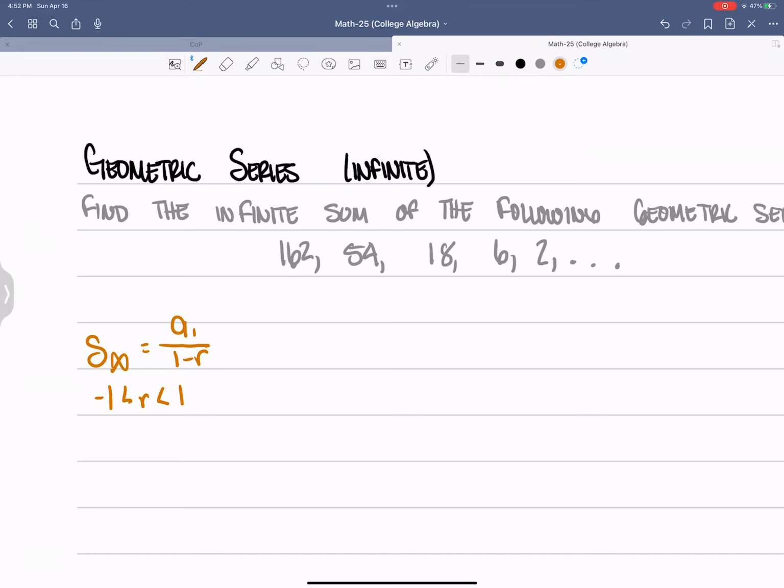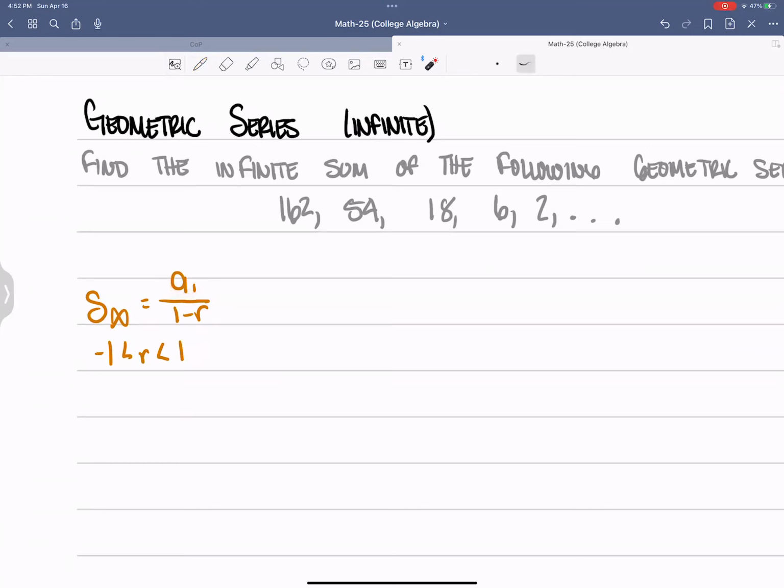Obviously our ratio cannot be 0 because we're not going to add a bunch of zeros. So the value has to be a fraction. It cannot be -1, 0, or 1. It has to be within this range in order for us to find an infinite sum. With that said, we can actually find the infinite sum here. We don't have to do anything crazy. We already know what these values are. a sub 1 is our first term, and r, those are the only two values that we need right now.